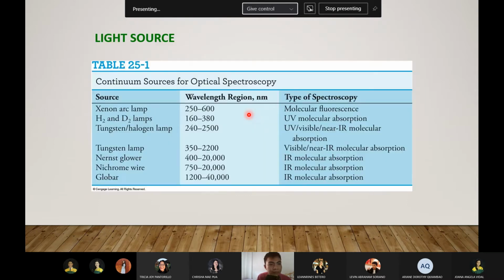So in summary, these are the light sources and these are the types of spectroscopic analysis that they are good to use. There are many more, actually a lot, but we only put a few here because we are not BS Chem. Okay. So remember that for UV analysis, these are what you can use. For IR analysis, these, the higher wavelengths. Okay. So that's it.